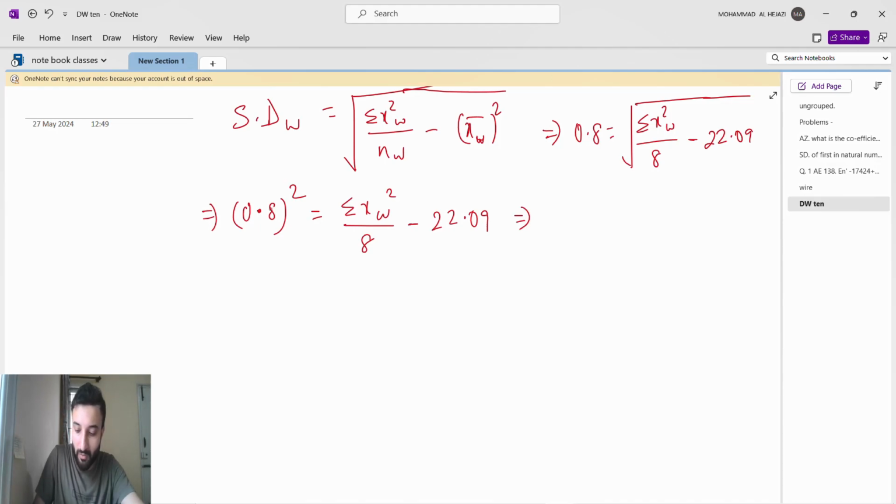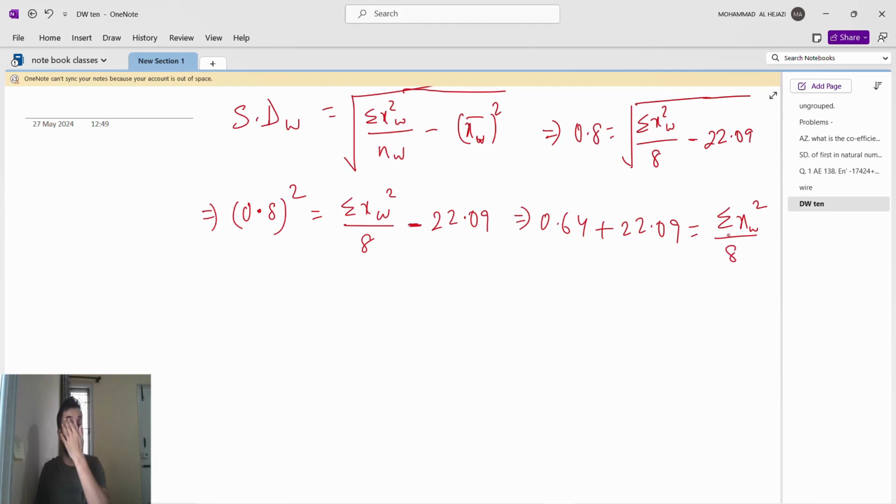So what we will do? We'll do the square. 0.8 into 0.8, you will get 0.64. For this we will get 0.64, then minus 22.09 will go that side. So it will become plus 22.09 equal summation of this wrong x square by 8.